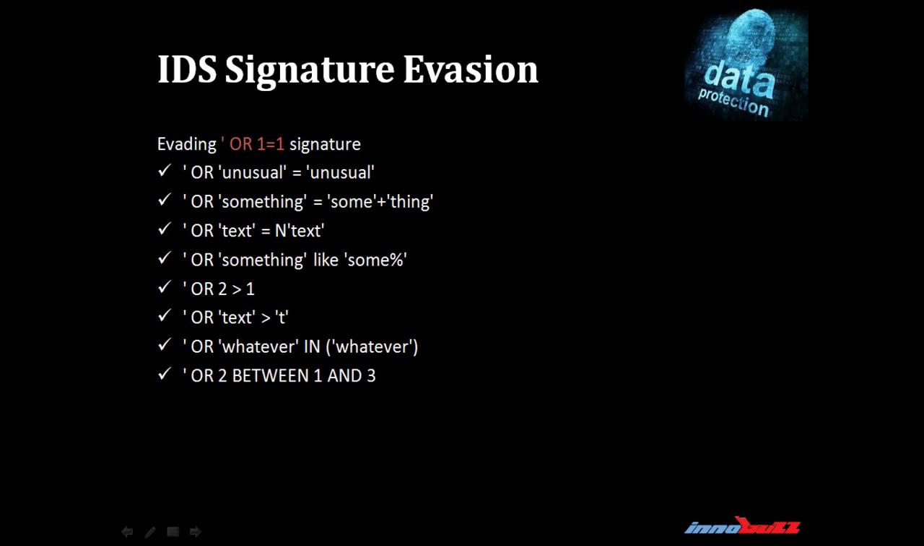Signature evasion works on a randomization of input against the full pattern set in the IDS. An IDS signature may be looking for OR 1 equal to 1. There are numerous ways of replacing this so that it continues to have the same effect. These are some of the variations that can be attempted to bypass the IDS signatures, and hence should be implemented in the IDS.